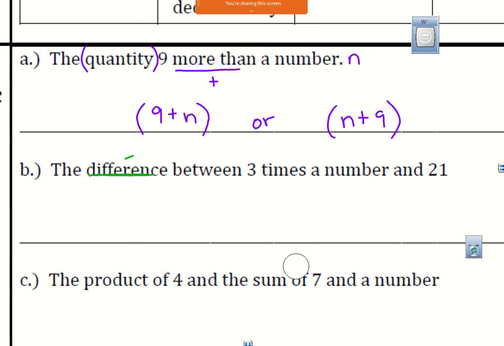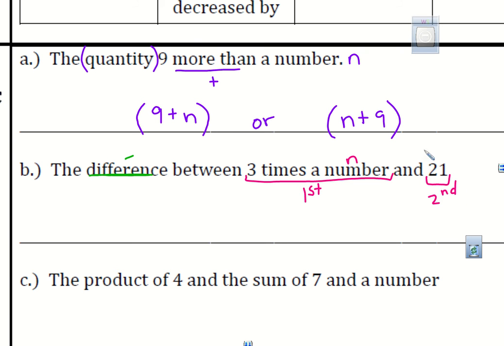So the difference between 3 times a number and 21. So 3 times a number is going to go first. This is going to be first. And we're going to call the number n. And then 21 is going to be your second term here. So the difference between 3 times a number, so 3n, and 21. So 3n minus 21.